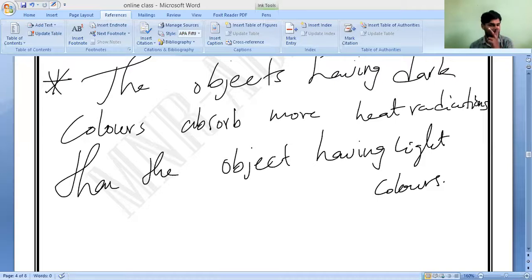So totally, how many cans will we take? Two cans. One is dark painted, and another one is white color painted. So two I can observe, and I will take it as my reference for the activity, and both I will keep.